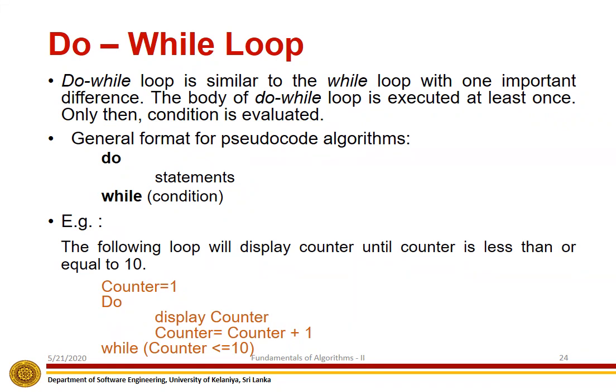Here I have given the general format for writing pseudocode for the do while loop. First, begin with the keyword do, then the statements that you want to be executed. In the next line, the while keyword and the condition that must be satisfied.